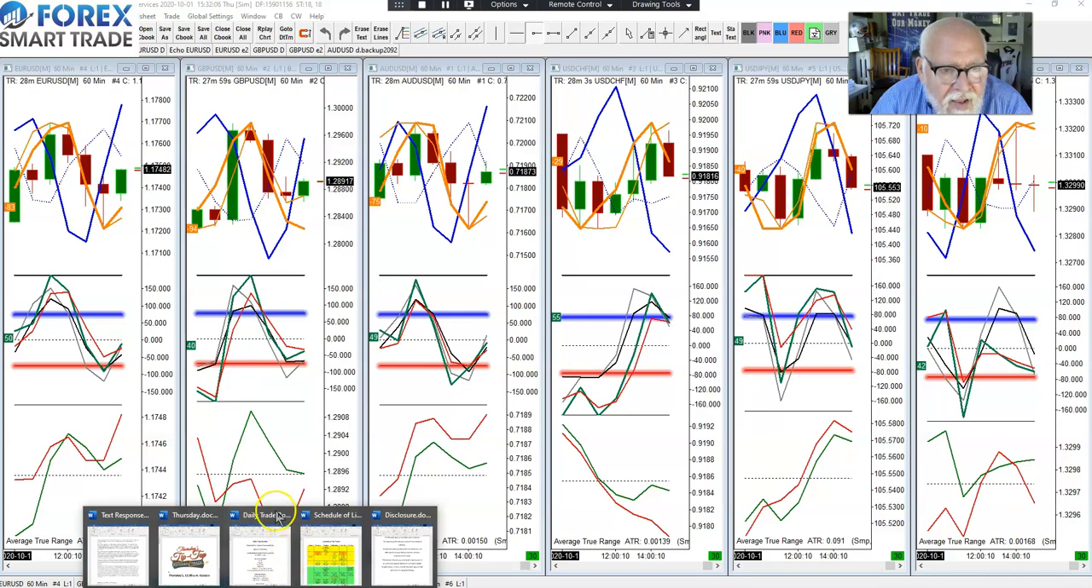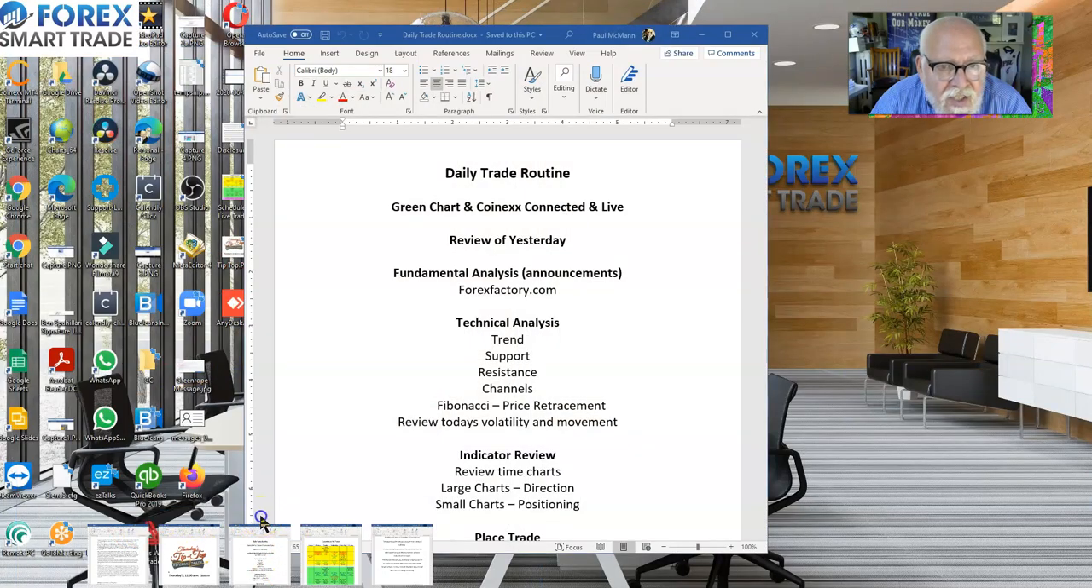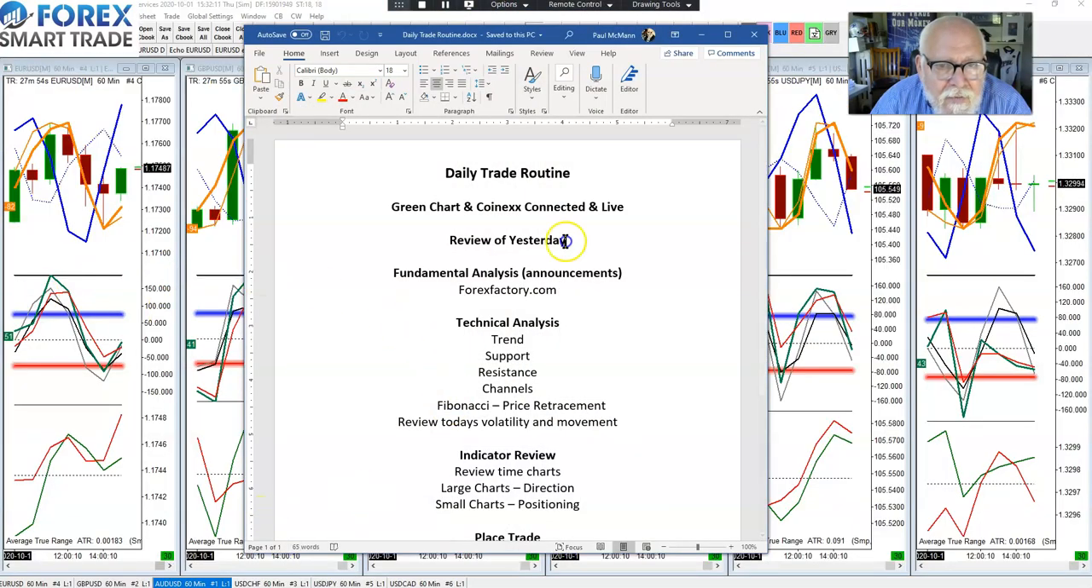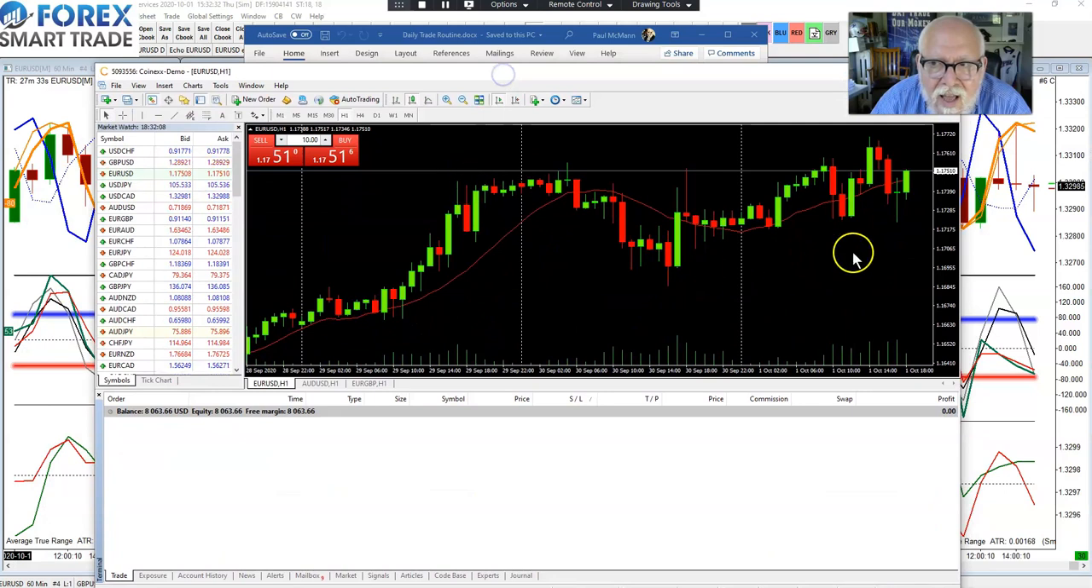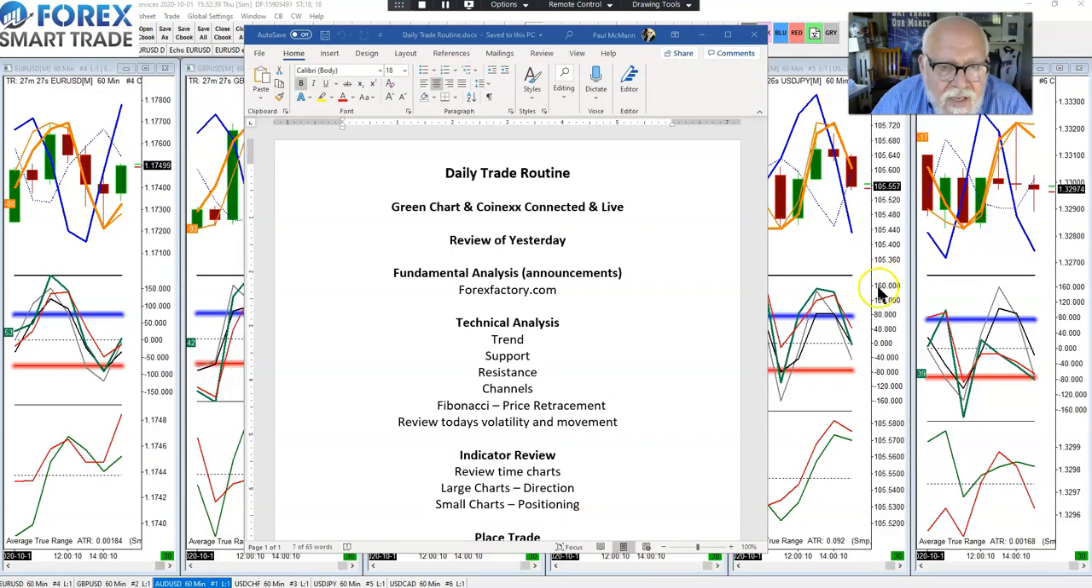I like to work off of a checklist, and it's good for you to get in the habit of working off a checklist. I like to make sure our green chart and CoinEx are connected and live. I'm connected because I've got the green box here. I'm live because I've got the green box down here. On my CoinEx, this is a demo account. I am live because I see this moving right here. So we're live on both counts.